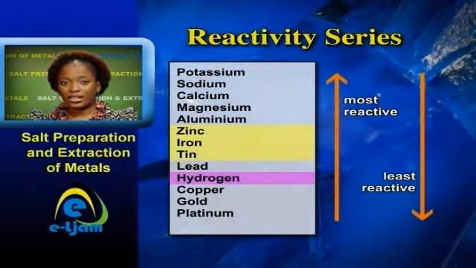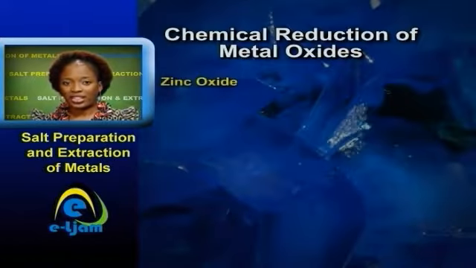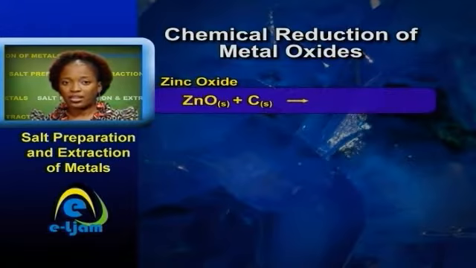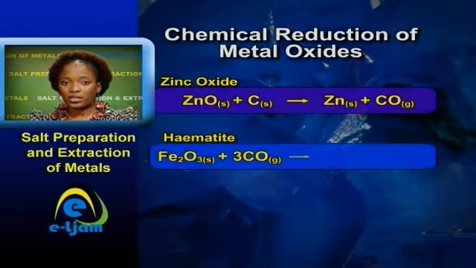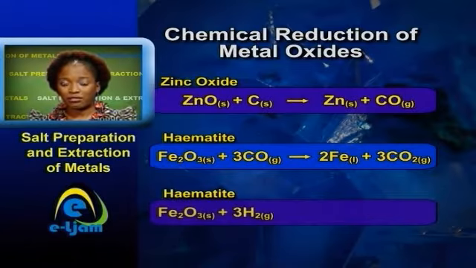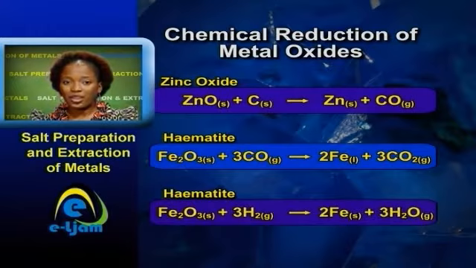This method is suitable to extract metals that are below aluminium in the reactivity series of metals. Metals such as zinc, iron, and tin are moderately high in the reactivity series and can be extracted by this method. This chemical reduction can be done with carbon, carbon monoxide, or hydrogen because they are all reducing agents and are capable of reducing the oxides of metals below aluminium in the reactivity series to their respective metals. Carbon monoxide, being the most powerful reducing agent of the lot, is usually the reducing agent of choice.